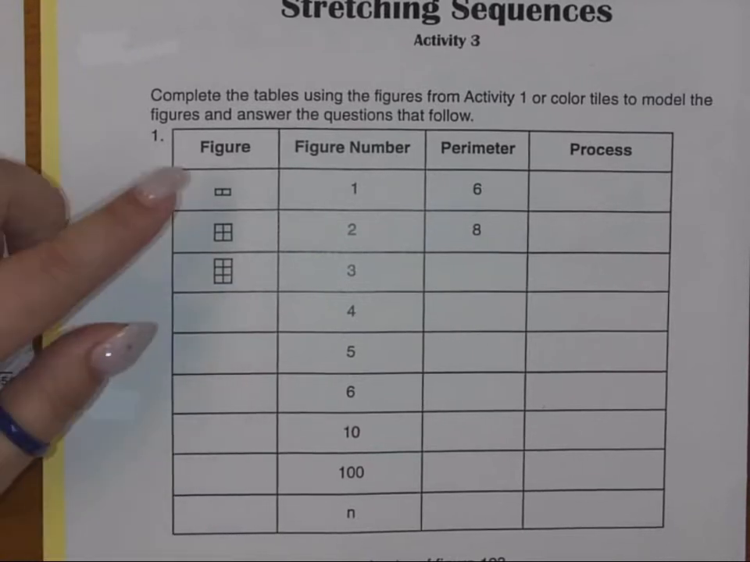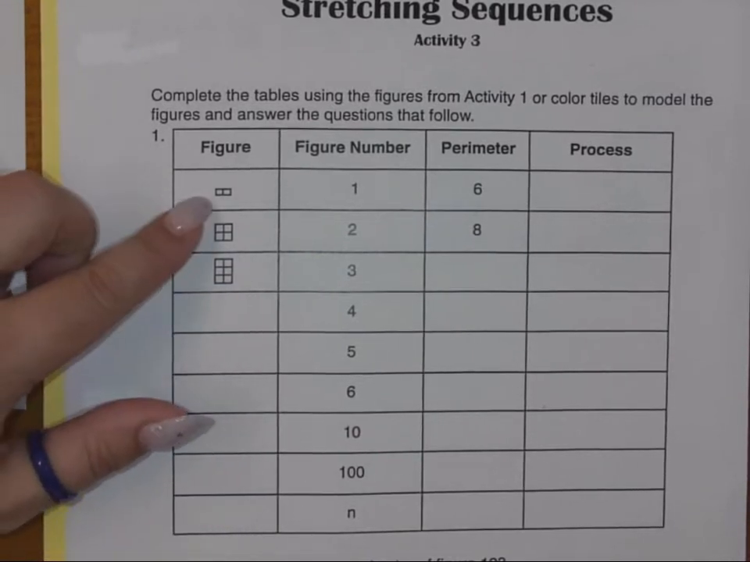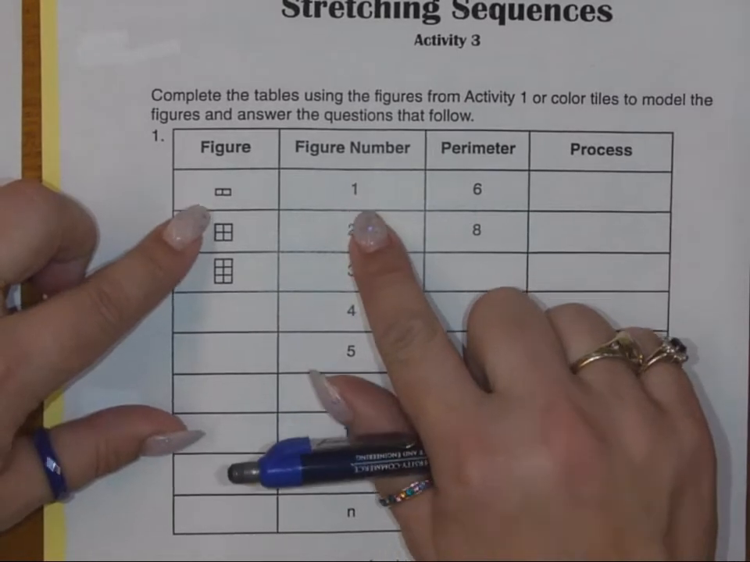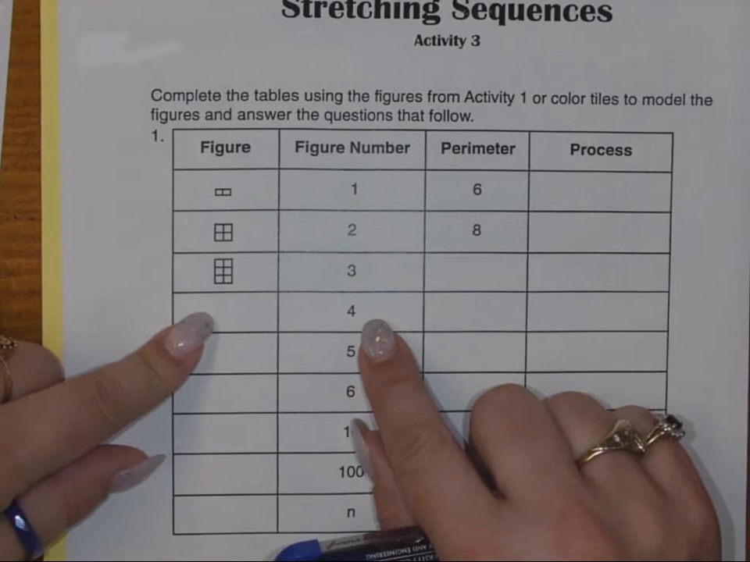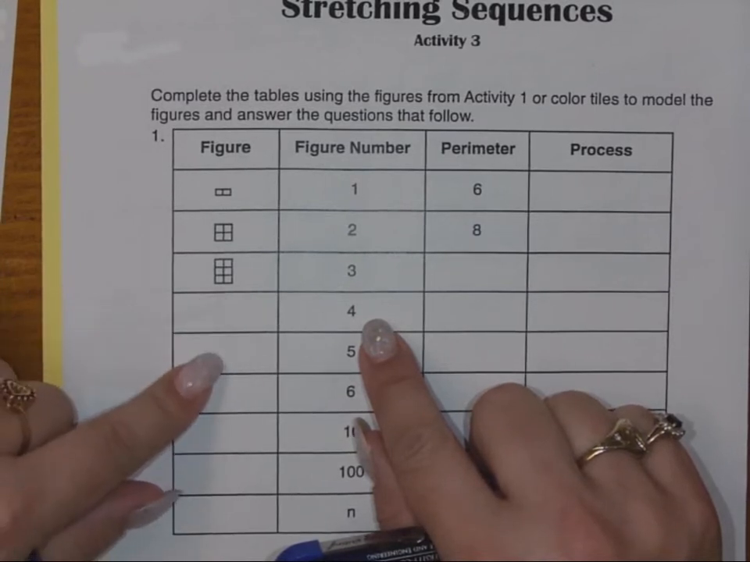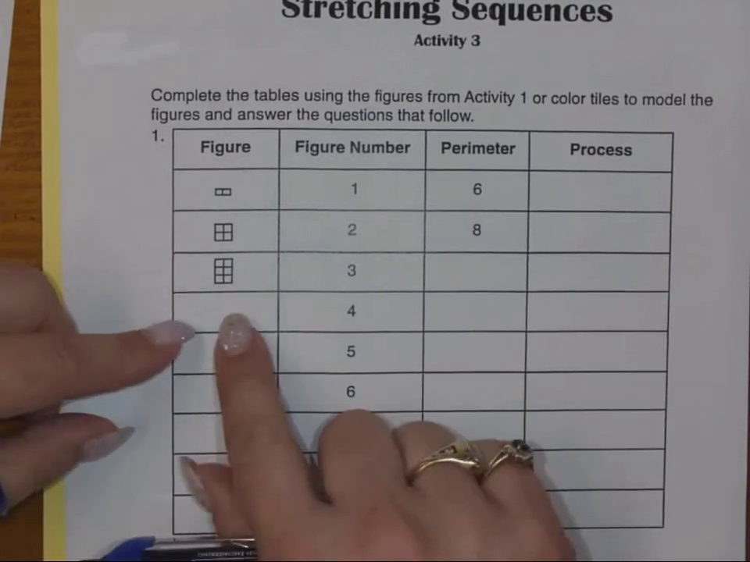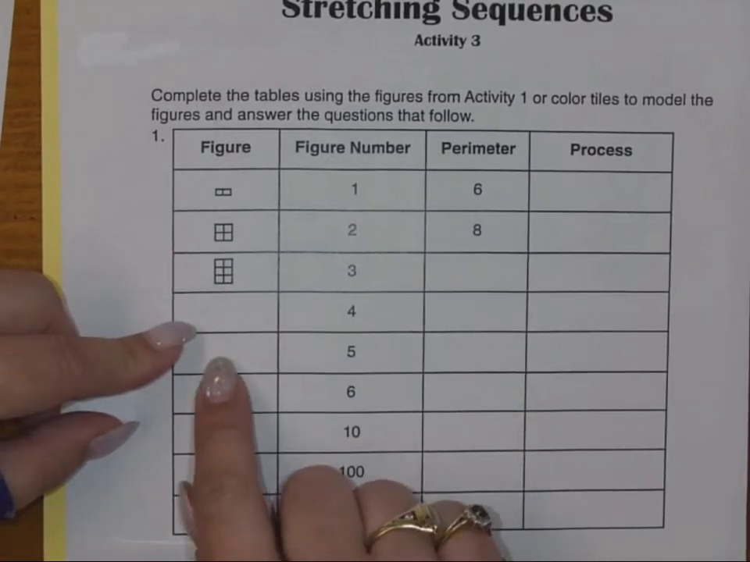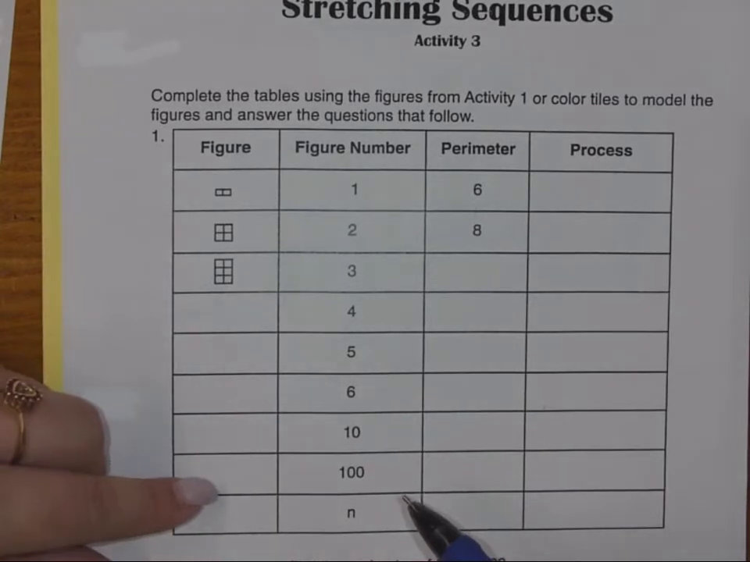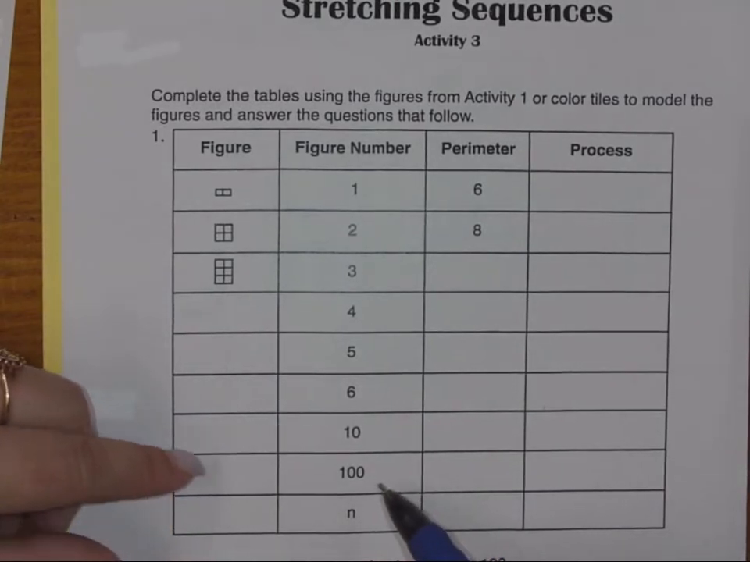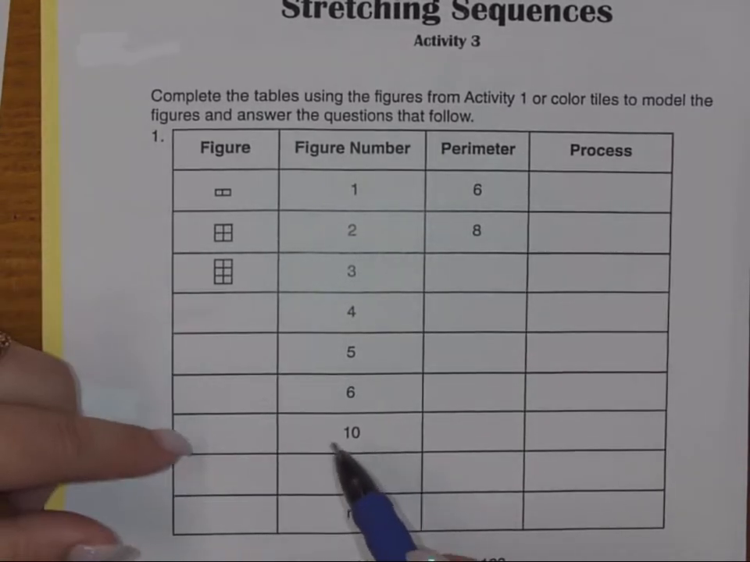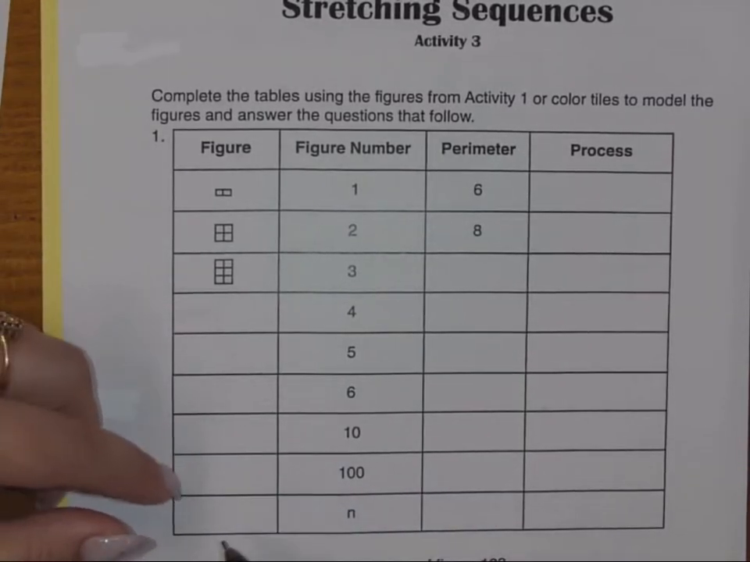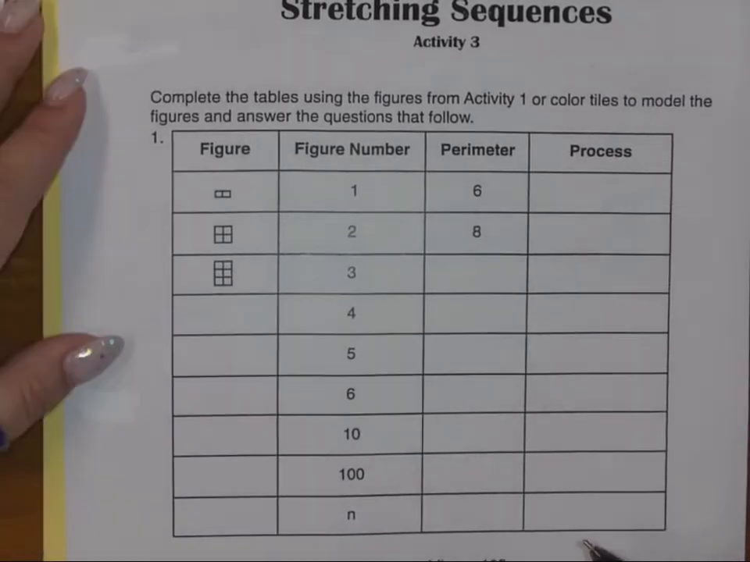And then these are just increasing by figure number, 1 row deep, 2 rows deep, 3 rows deep. If I were to draw the next picture, it would be what? Yeah, 4 rows deep. So it'll be 2 across and 4 down. You can do that until you get to the 100th guy, or the 10th guy might even be hard. So on your sheet you can write 2 by 10, 2 by 100, 2 by n. So you can see what's going on there.